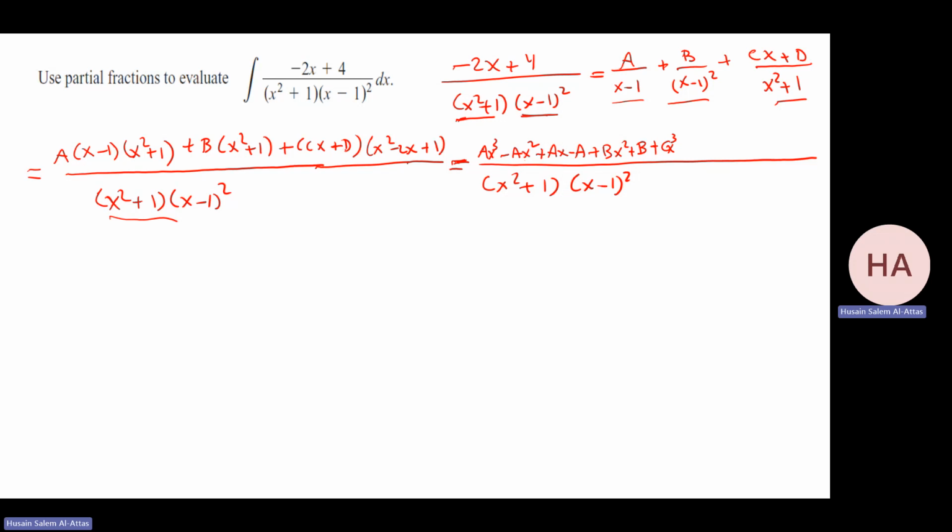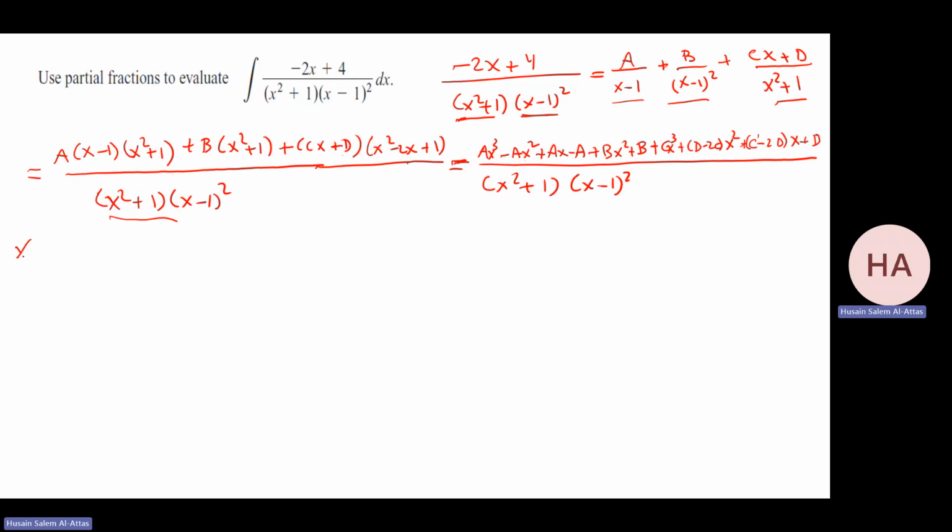Now when I get x squared, D times x squared minus 2C times x squared. That gives me x squared, D minus 2C. The x term will be C minus 2D, and the constant will be plus D. Okay. Now this one should equal to minus 2x plus 4.